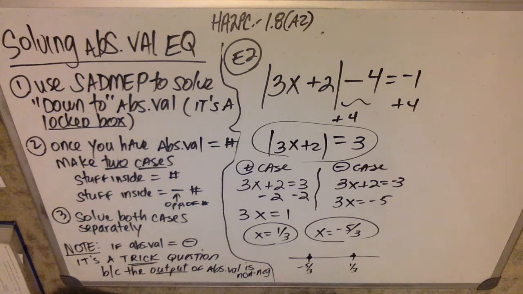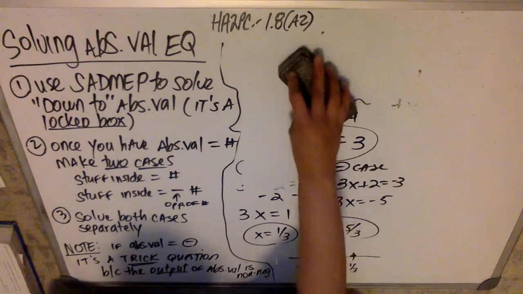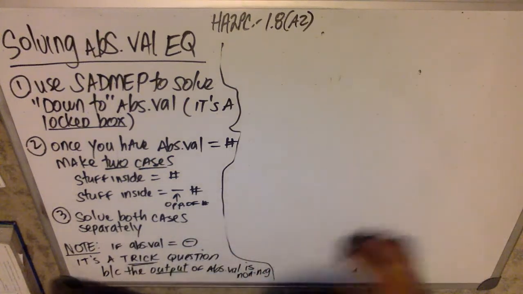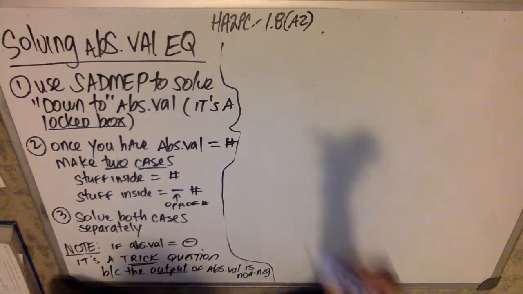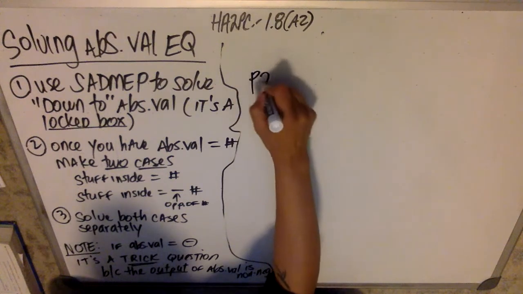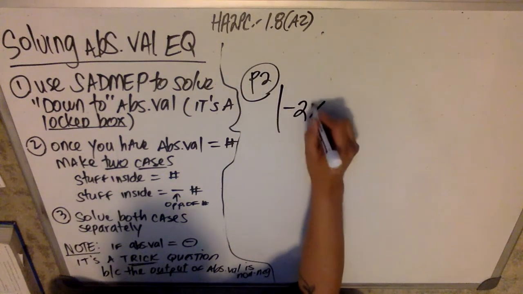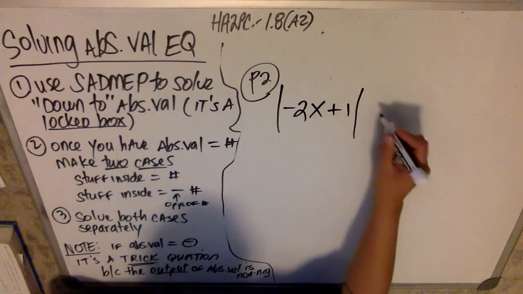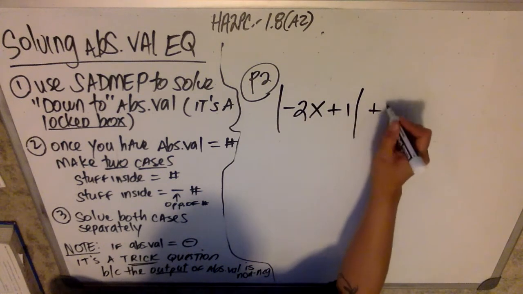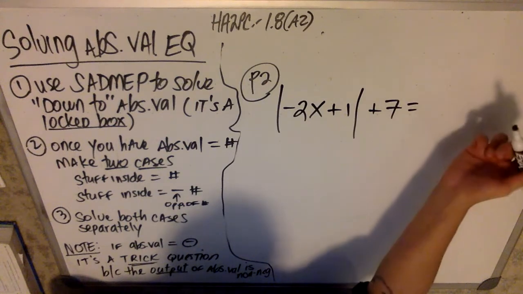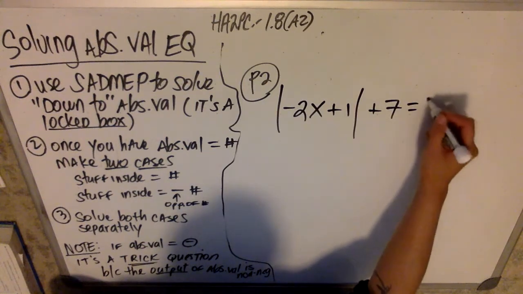I'm going to give you a P2 to try that's similar to E2. I'll erase because I used a lot of my board for these instructions that we're going to keep seeing, right? And then eventually I'll erase them so we have some more space. All right, so for P2, let's do the absolute value of negative 2x plus 1, plus a 7 equals, let's do a 15.